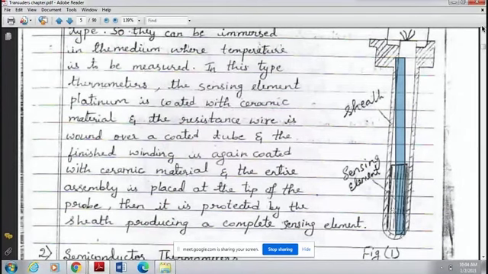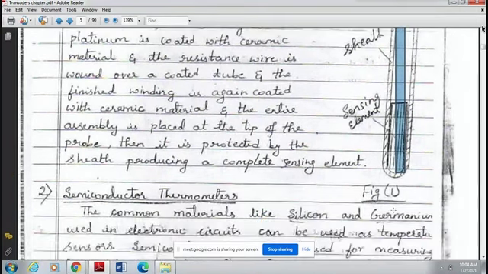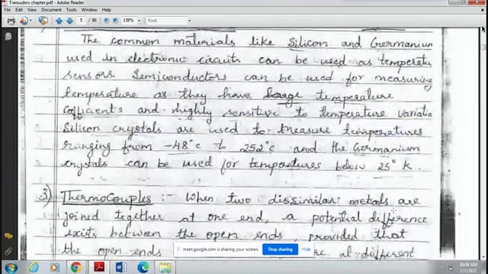Okay, and that complete thing is called a sensing element. That is the thing which is going to sense the temperature changes. Okay, this entire unit will be placed inside the medium where the temperature has to be measured. So this is how a resistance temperature detector is going to work.